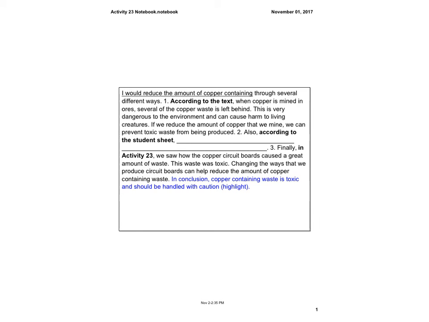Finally, in Activity 23, we saw how the copper circuit boards caused a great amount of waste. This waste was toxic. Changing the ways that we produce circuit boards can help reduce the amount of copper-containing waste. In conclusion, copper-containing waste is toxic and should be handled with caution. All right, and then obviously you would take a picture of this or submit as a PDF to CM23. Again, this is just an example RACE C for Activity 23.